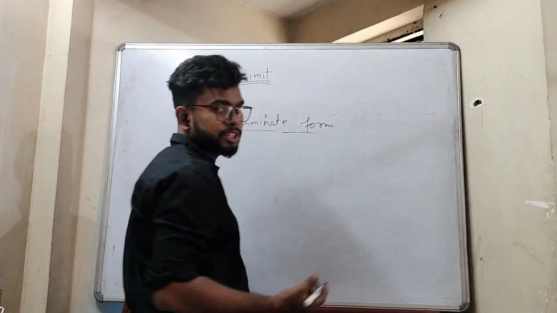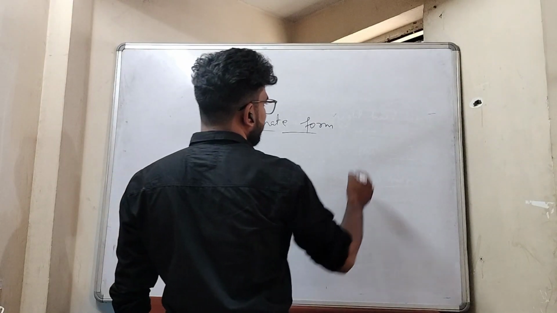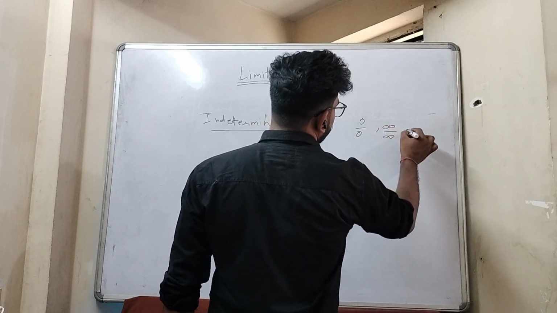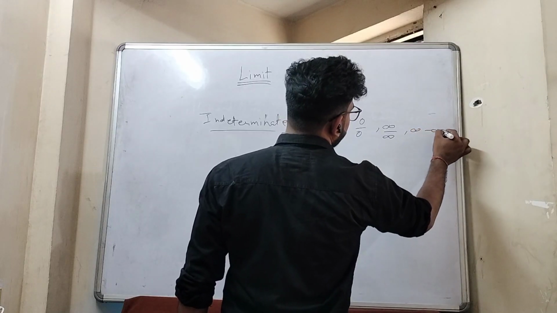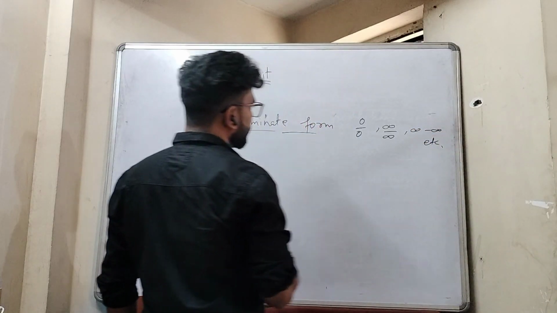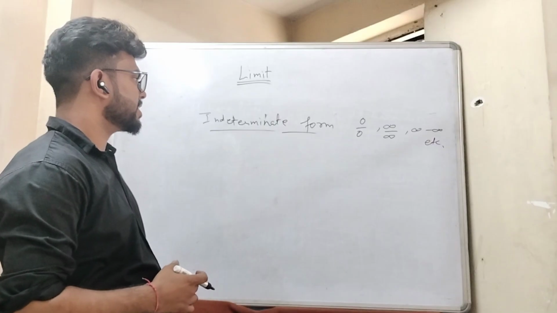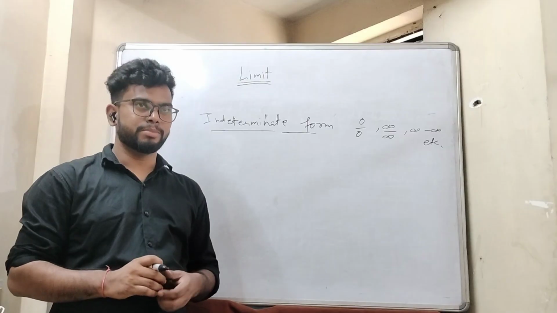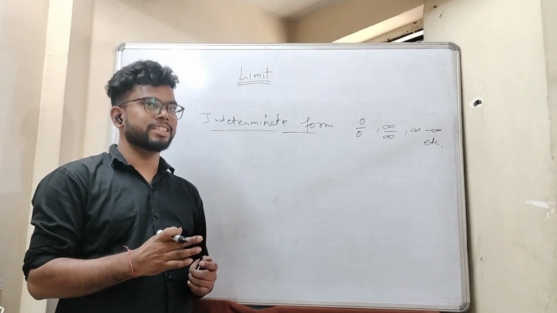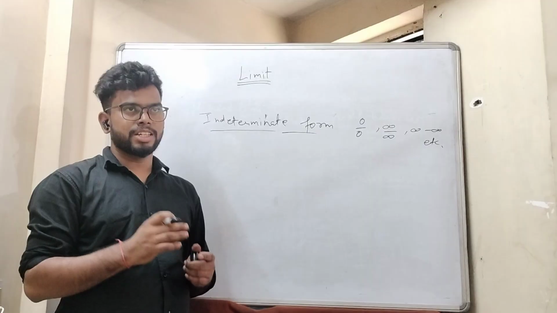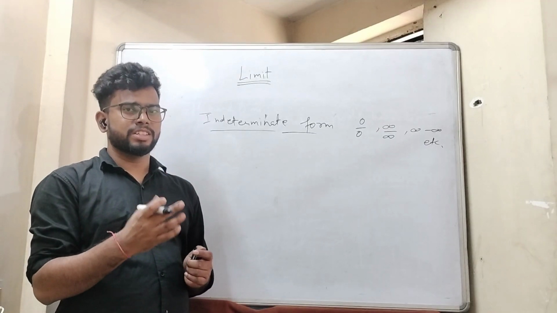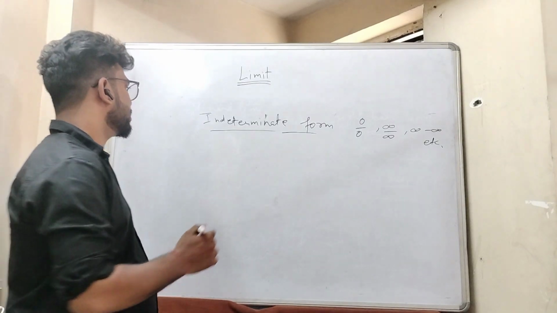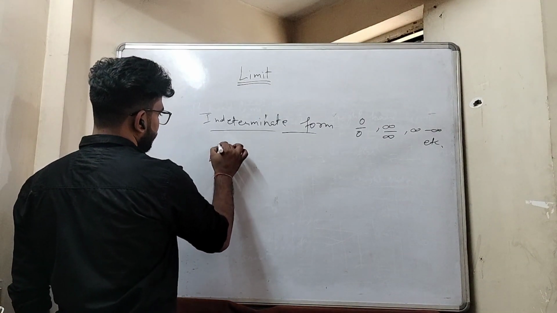Sometimes after substituting the value of x while finding the limit, you get something like 0 by 0, or infinity by infinity, or infinity minus infinity, etc. In that case, we try a different approach. Sometimes this situation can be handled by series expansion, sometimes we use some identities, but the most common way of handling this kind of situation is the application of the L'Hospital rule.